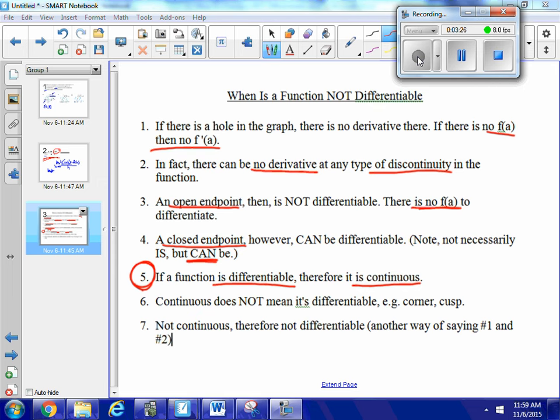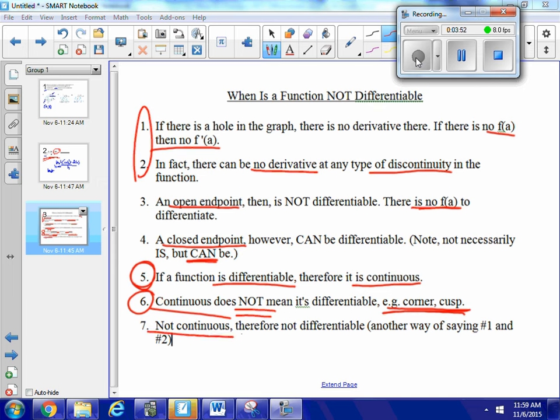No gaps, no points of discontinuity. But just because it is continuous does not mean that it is differentiable. For example, where I have a corner or a cusp, there is no derivative there. The left-hand derivative and the right-hand derivative are different, so it's not a full limit. Another way to say 1 and 2 is that if a function is not continuous, then it is not differentiable. Okay, so let's go back to our problems.